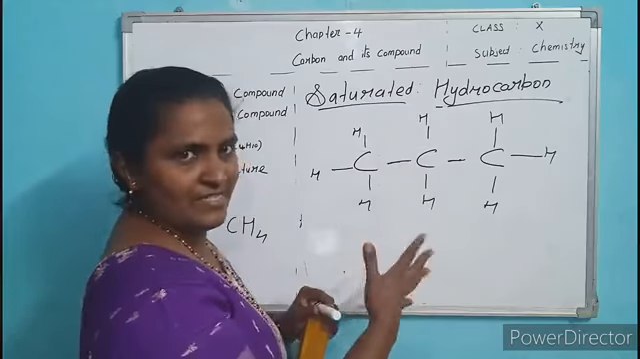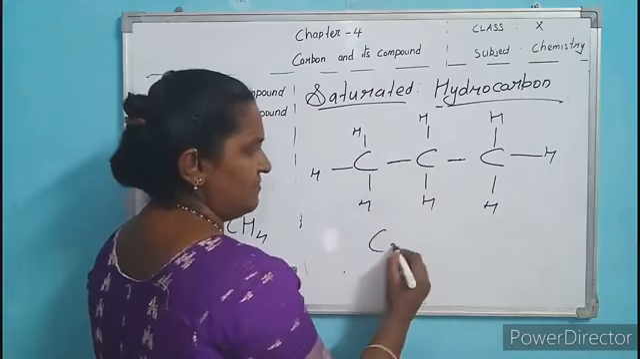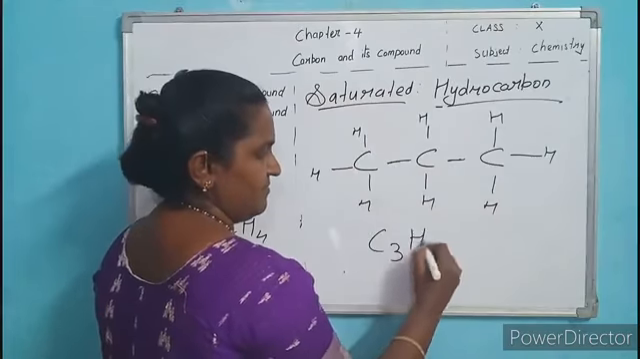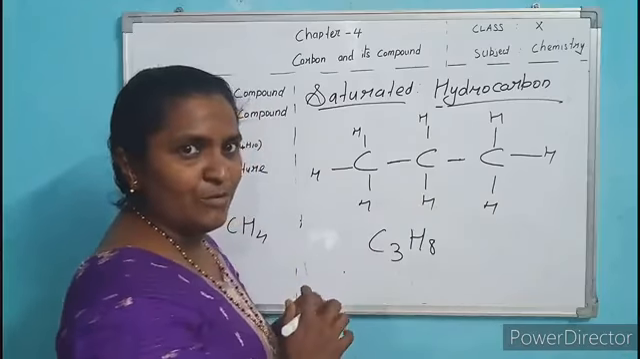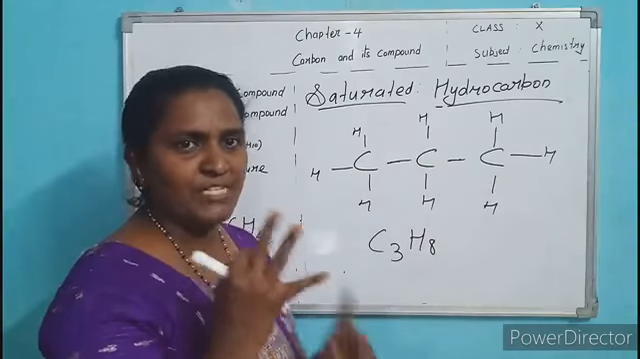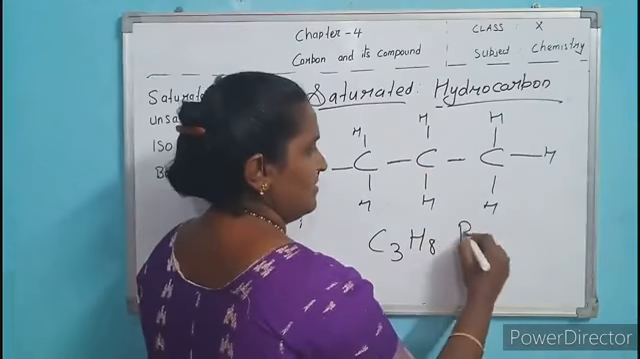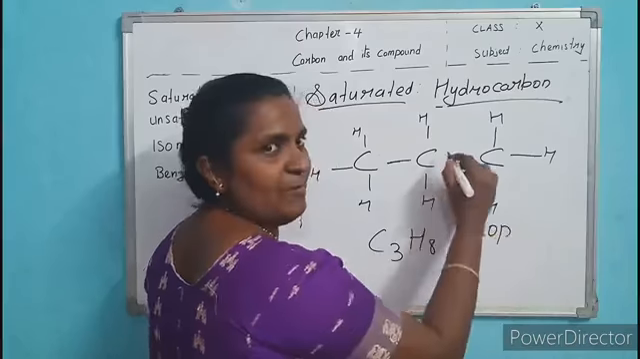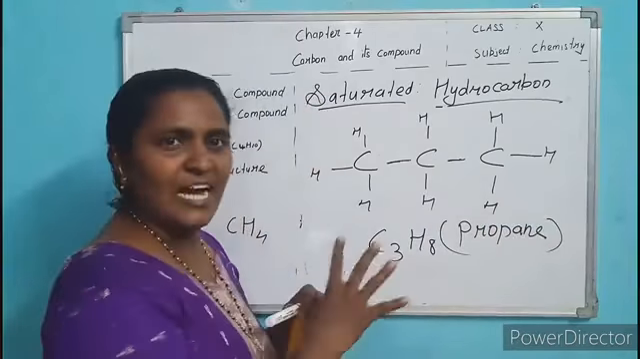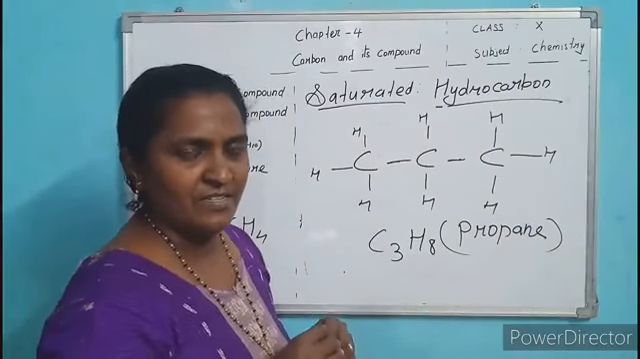Hydrocarbon also, the same example. 3 carbon and how many hydrogen? 1, 2, 3, 4, 5, 6, 7, 8. What is the name, do you know? Meth, eth, prop. 3 carbon means prop, and the single bond means ane, propane. This is the IUPAC name, we will learn later.